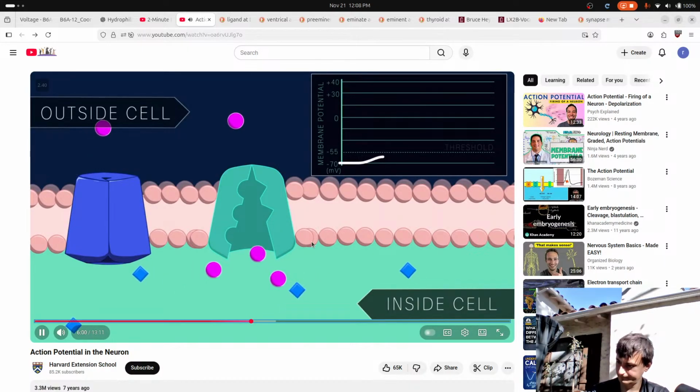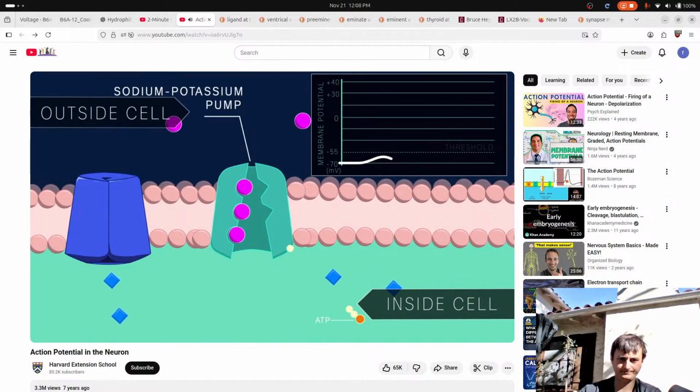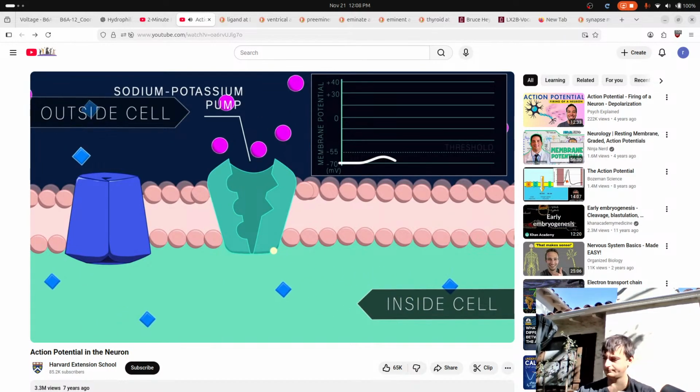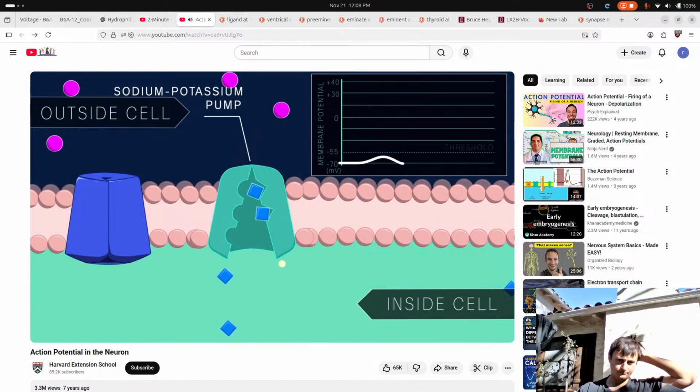The neuron moves quickly to reset its membrane potential to resting values. This is accomplished primarily by the use of the sodium-potassium pump, which uses the energy generated by ATP hydrolysis to actively transport ions across the membrane against their concentration gradient. In other words, sodium is transported to the outside of the cell, where its concentration is higher, and potassium is transported back into the cell, where its concentration is higher.